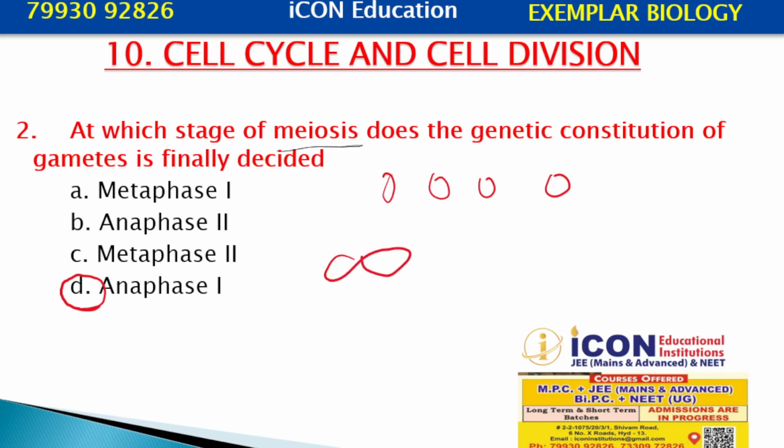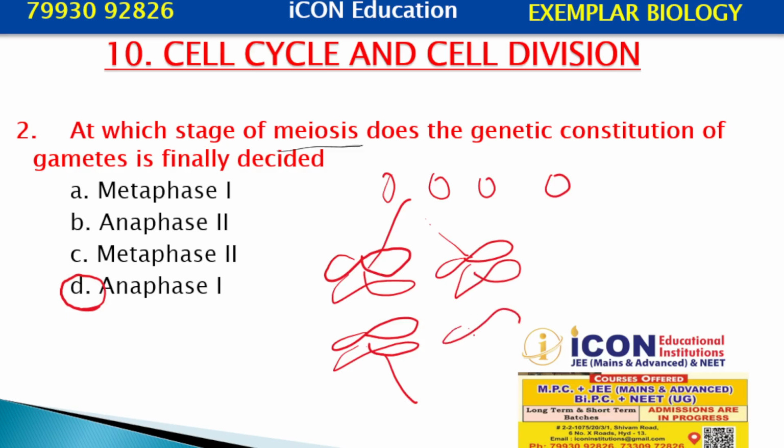So here the homologous chromosomes get separated to the opposite pole. Homologous chromosomes get separated to the opposite pole. So as a result, what happened? The number of chromosome is reduced from diploid to haploid. Okay, so the diploid number of chromosomes will be reduced to half. That is, the haploid number of chromosome will move to the opposite pole. And as a result, it will establish the unique genetic makeup of each daughter cell. Is it clear, students?